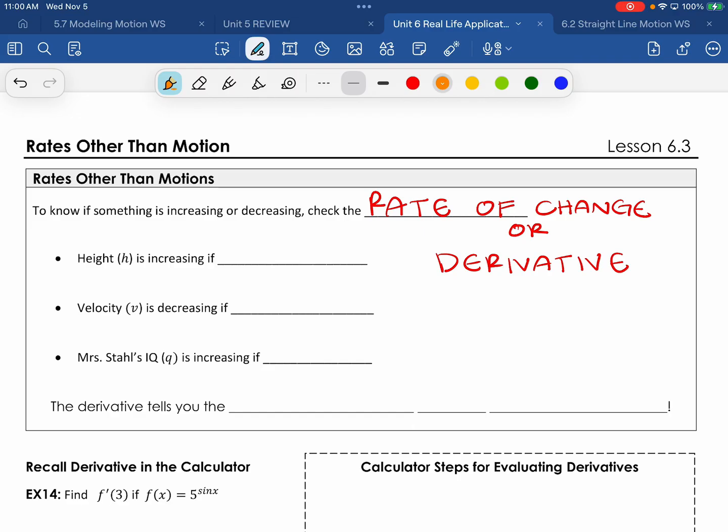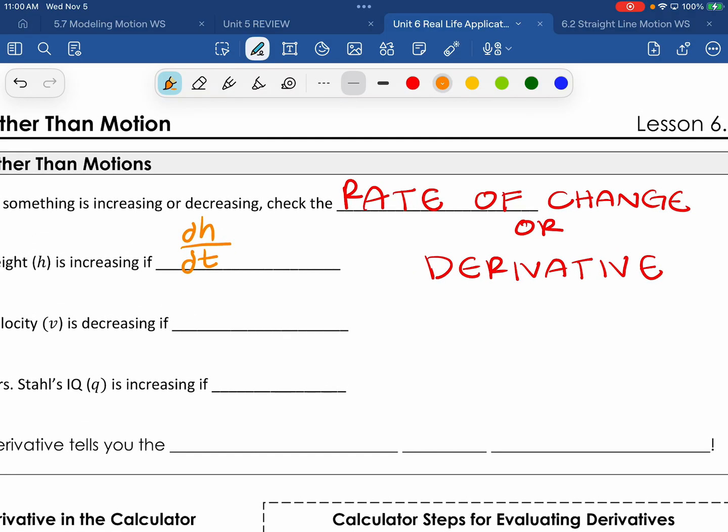All right, so you're going to see this new kind of notation. You're going to see the dt. So if height is increasing, the derivative is going to be positive. And so the way that I'm going to write the derivative of height in terms of time is dh dt. All right, so the derivative of height in terms of time, and if it's increasing, then that guy here is going to just be positive.